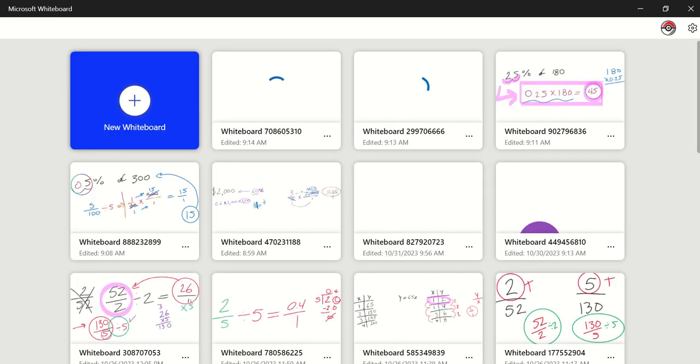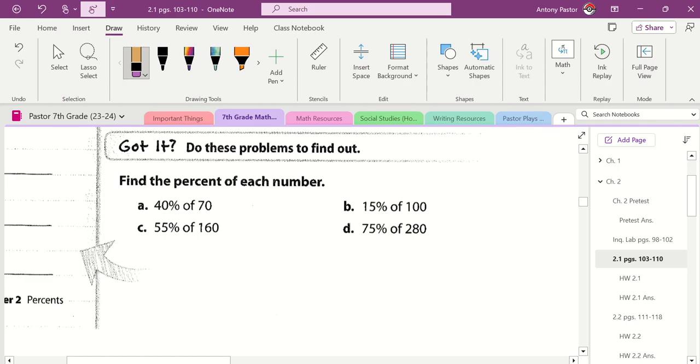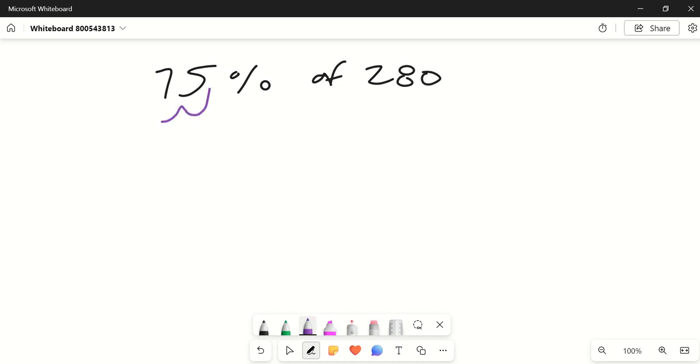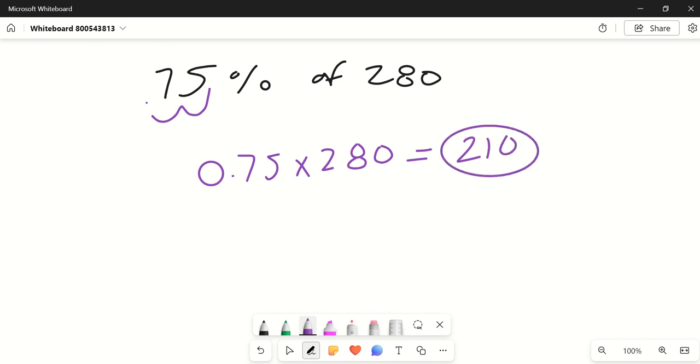And our last example, 75% of 280. Decimal method tells me to jump to 0.75 times 280. That'll give me a total of 210, which would be my answer.